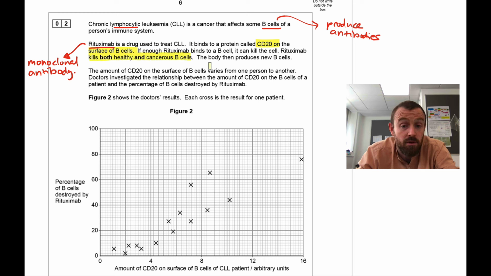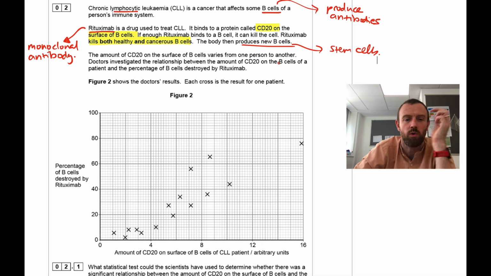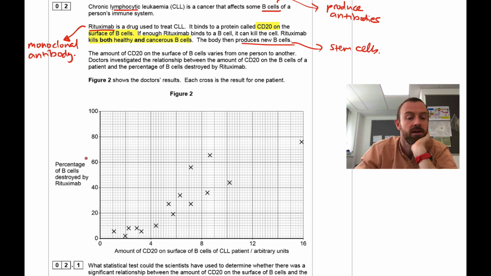The body then produces new B cells from stem cells. The amount of CD20 on the surface of a B cell varies from one person to another. Doctors investigated the relationship between the amount of CD20 on the B cells of a patient and the percentage destroyed. So this is the result that we would sort of predict: the more CD20, the greater the percentage of B cells destroyed.